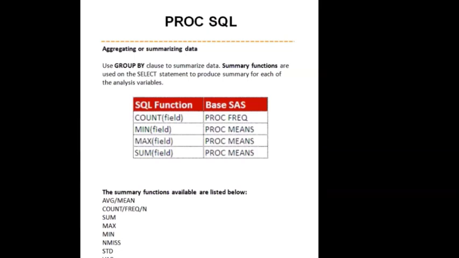You can also see the SQL function comparison with the base SAS. For the count equivalent, it is proc freq. The minimum function you can do with proc means. The max function, the maximum value by grouping some variable, you can calculate using proc means. And sum also you can do using proc means. And in proc SQL, you have these functions.